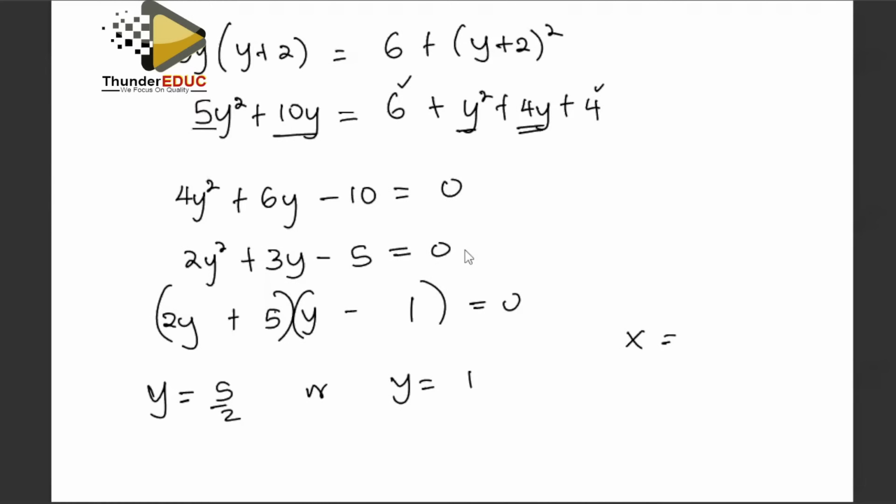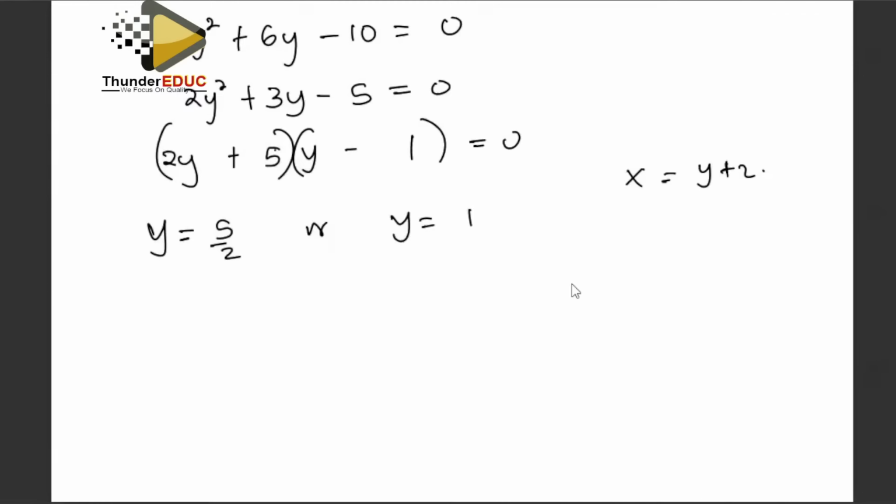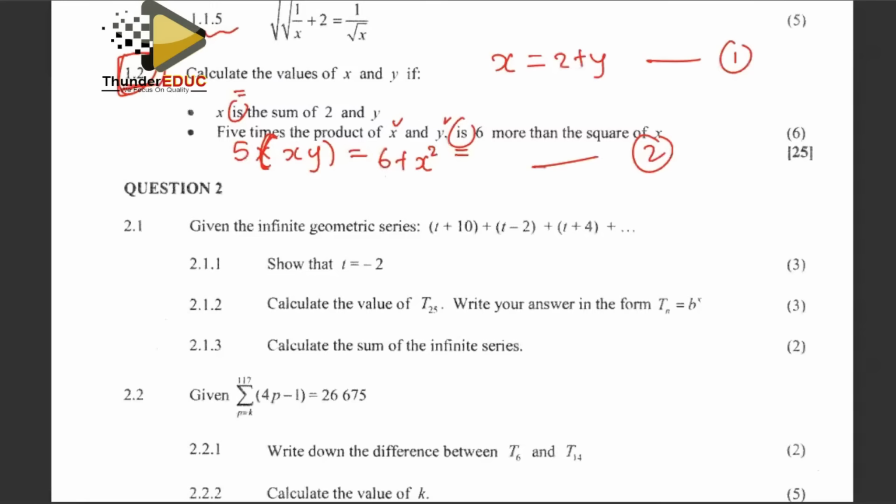But we said x is basically y plus 2. Meaning that for us to get the x coordinate that corresponds to the 5 over 2, it's going to be, why am I getting a positive? It should be a negative now. Perfect. So it's going to be negative 5 over 2 plus 2. Okay, negative 5 over 2, but then plus 2, which becomes negative a half. Or x is going to be 3. All right, so that becomes the end of question number 1 for the 25 marks.